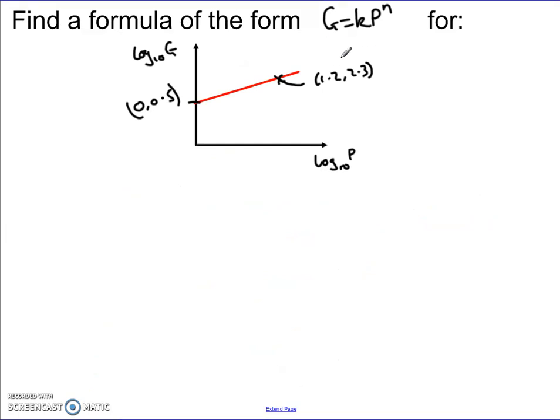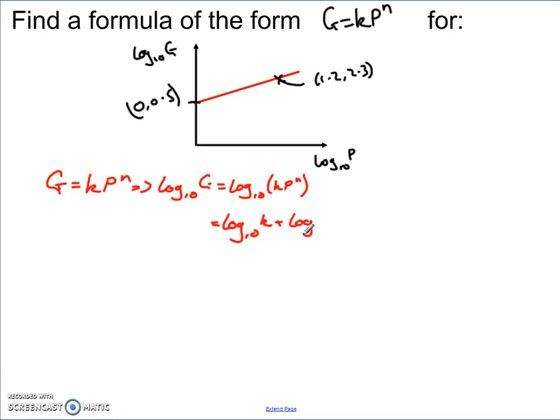However, this one wants a formula. So it wants us to find a formula of the form g equals kp to the n, and this is the set of axes that we've got. Now we know that g equals kp to the n, and we know it's log to the base 10 of g and log to the base 10 of p there. So let's take log to the base 10 of both sides. So log to the base 10 of g equals log to the base 10 of kp to the power of n. Again, split it up similarly. Log to the base 10 of k plus log to the base 10 of p to the power of n.